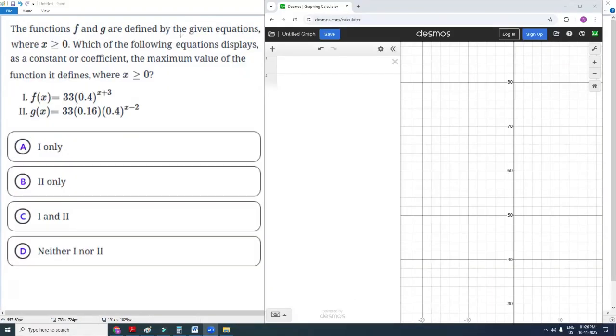Here we have the next problem. Okay, let's go to the question. The functions f and g are defined by the given equations, where x is greater than or equal to 0.